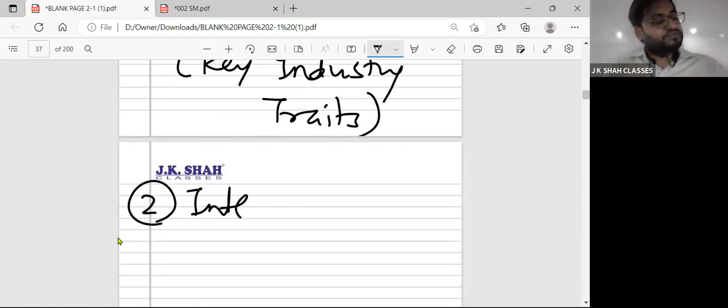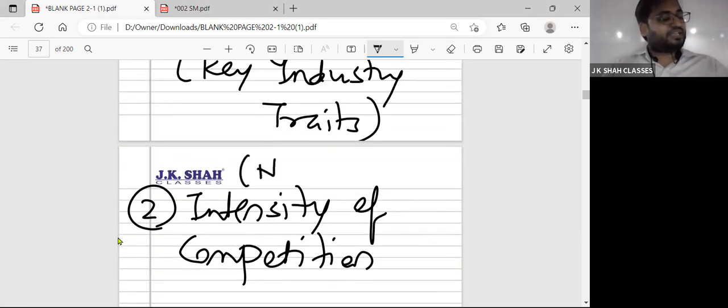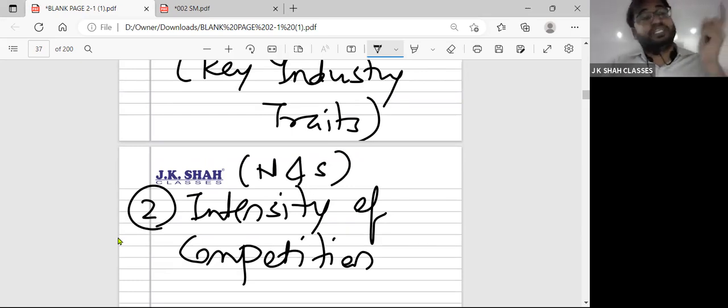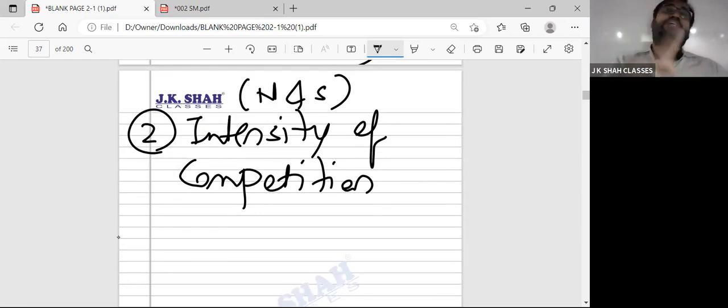Second point, intensity of competition. In our book, I have written there nature and strength. You know why I have written nature and strength? Because our institute has written nature and strength, but in the same point they have mentioned intensity of competition also. So you may write nature and strength or you may write intensity, not a problem. Why I wrote intensity? Because I wanted a vowel there to make that did I see. That is why.